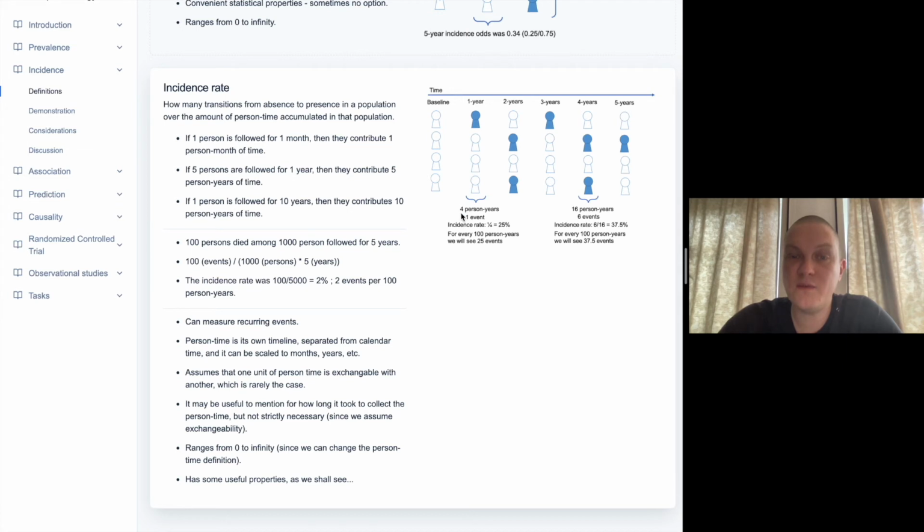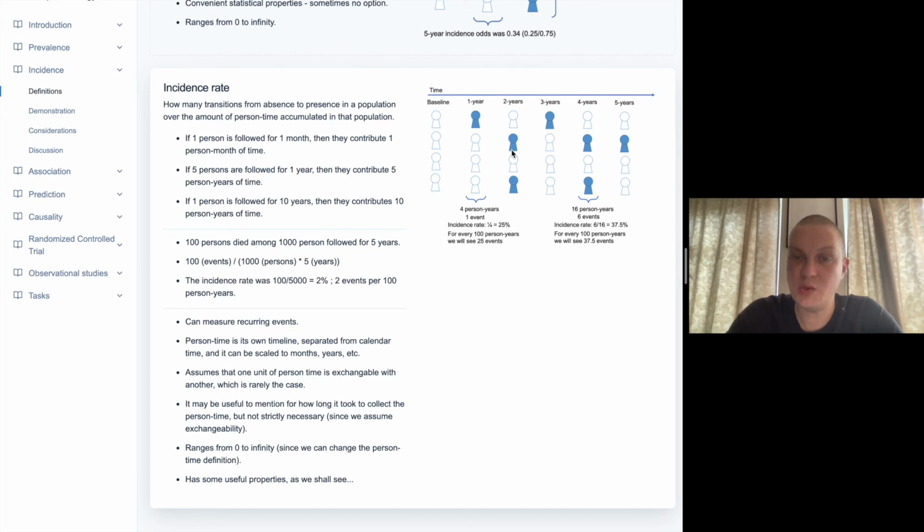We've collected 4 person years now. We've had 4 people in our cohort, and it's been 1 year. So now we've collected 4 person years. We've observed these individuals for 4 person years. We've had 1 event, which is 1 quarter then. So it's 25%. So the incidence rate is 25%. And we can say for every 100 person years, we'll see 25 events.